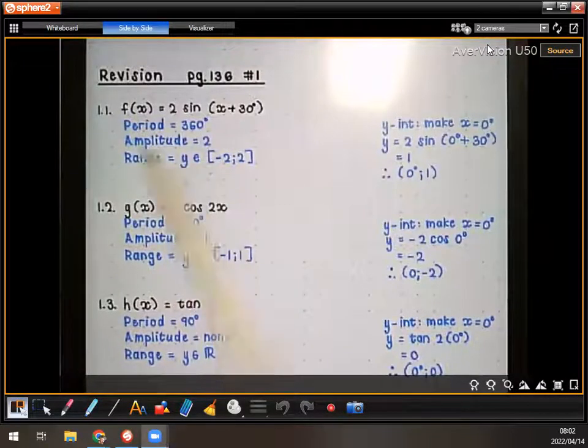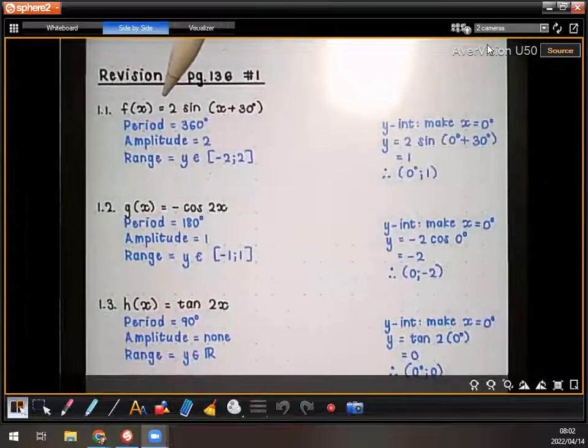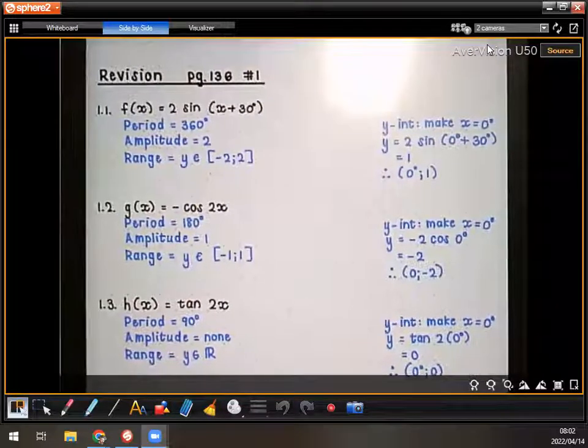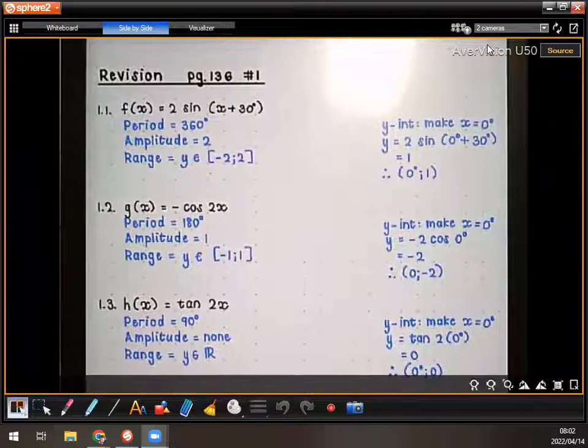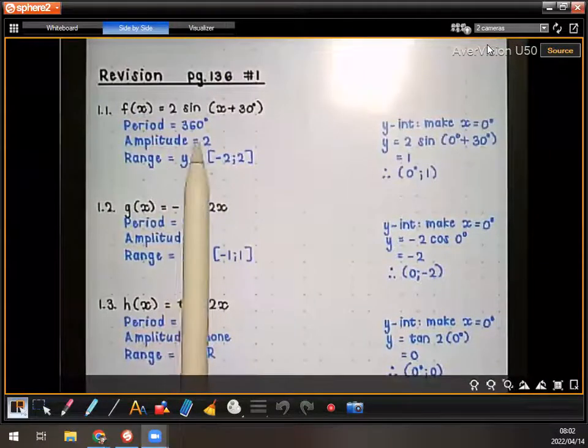Okay, the amplitude. Remember, amplitude is the number in front of sine or cosine, unless it's negative. Remember we spoke yesterday that the amplitude can never be negative. So if it was like a -2, the amplitude would be 2. That actually happens in the next one. So the amplitude is just 2.